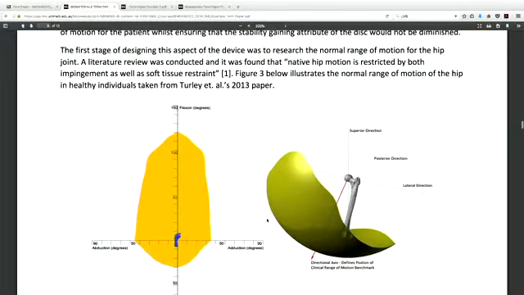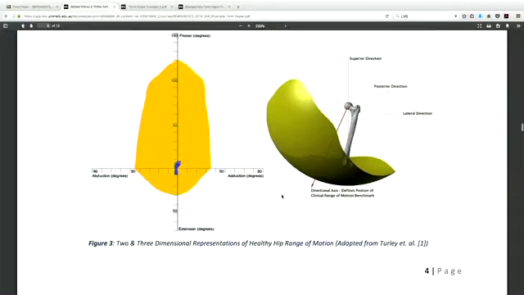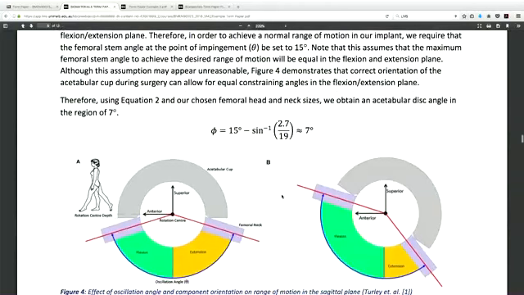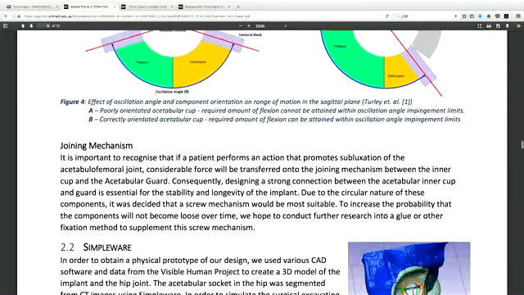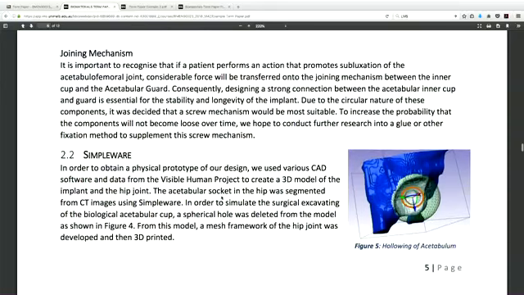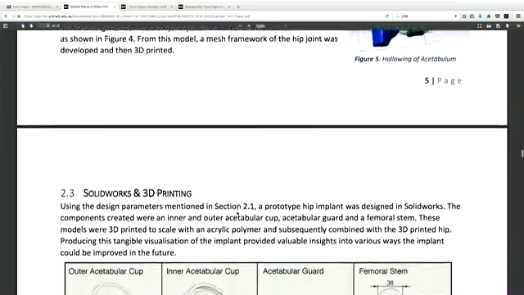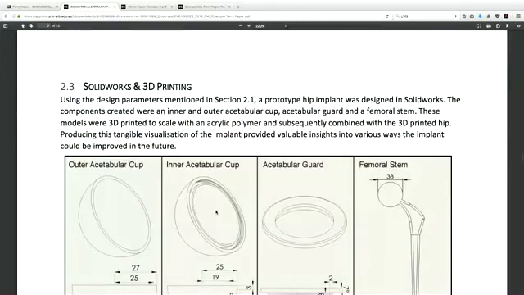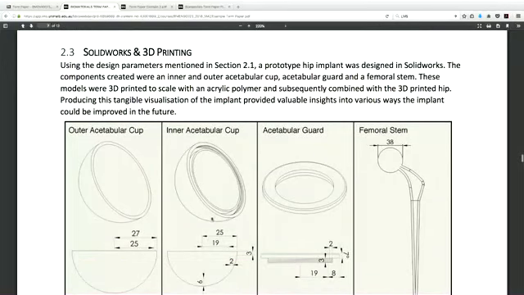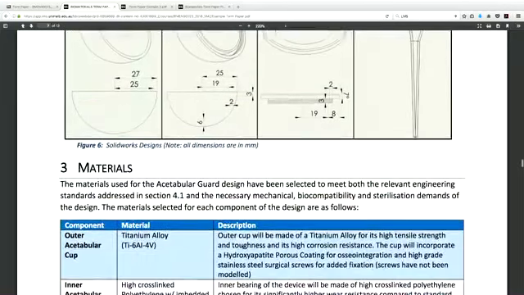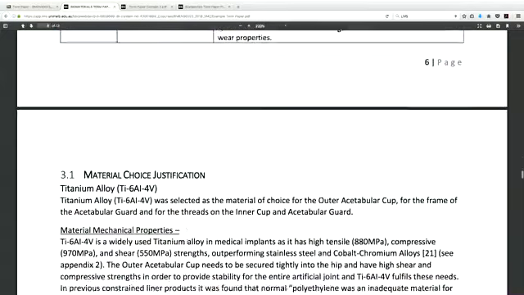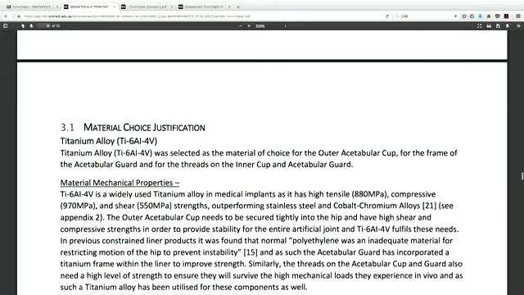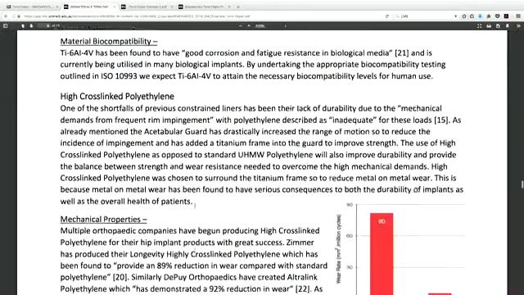And then they look at the amount of movement that you can get, and they justify the design, looking at the mechanism, and then they start using Simpleware. They did SolidWorks and 3D printing. They prototype rings, sizes. They choose materials, and they justify why they choose these materials.